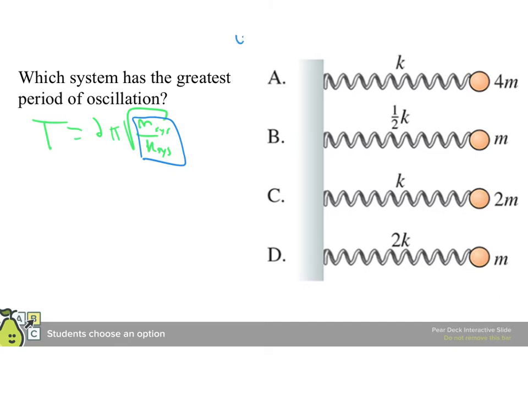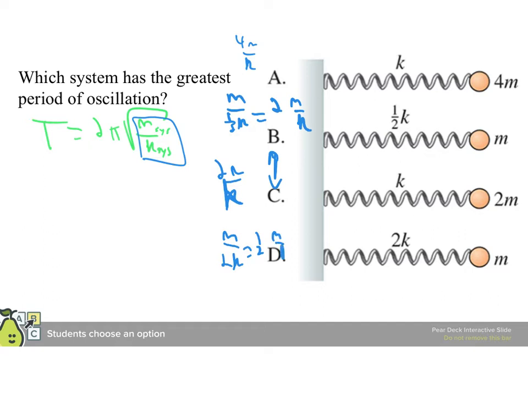In A, we have 4m over k. In B, we have 1m over 1/2 k, which is 2m over k. In C, we have 2m over k, which actually is the same as B, which is interesting. And then in D, we have m over 2k, which is 1/2 m over k. And so we can see that A has the largest ratio, and therefore will have the largest period.